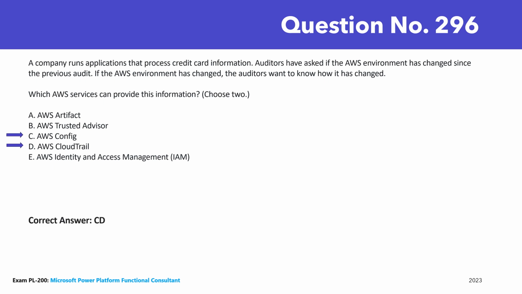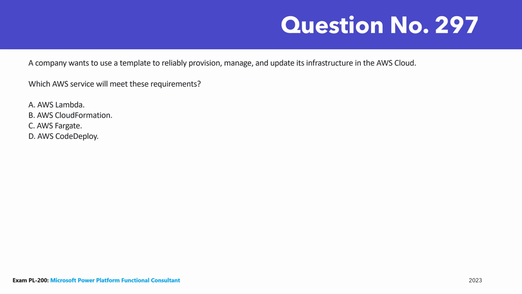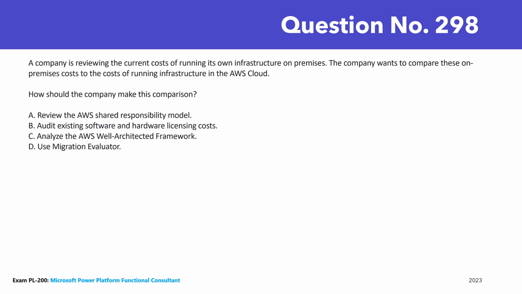A company wants to use a template to reliably provision, manage, and update its infrastructure in the AWS Cloud. Which AWS service will meet these requirements? A. AWS Lambda. B. AWS CloudFormation. C. AWS Fargate. D. AWS CodeDeploy. Correct answer, B.